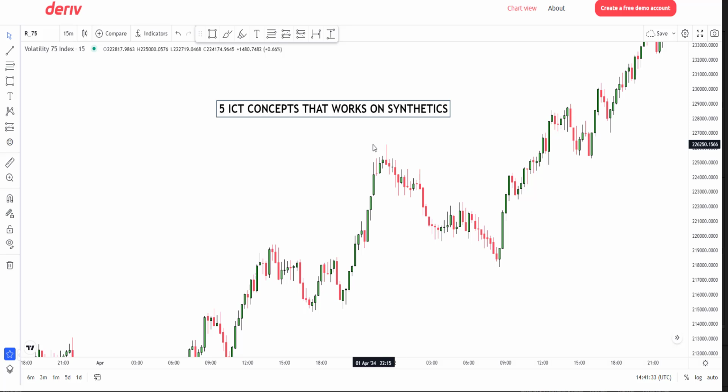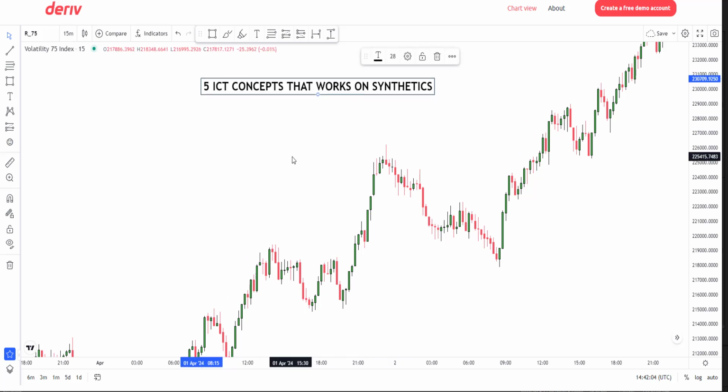Synthetic indices are very nice to trade, especially for those of you who have that much emotional stability. But I don't advise anybody who does not have much emotional stability in the foreign exchange market to trade synthetics, because synthetics are basically very fast in price action most of the time. And if you don't have the ability to control yourself, you may be emotionally driven to trade this kind of asset wrongly. So let's go into checking 5 ICT concepts that work perfectly with synthetic indices.